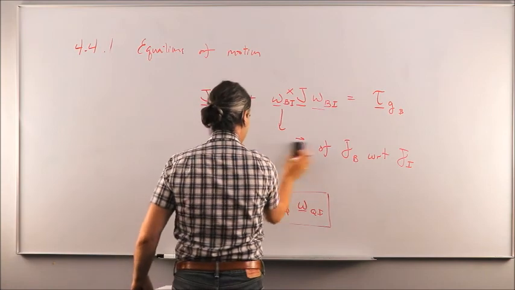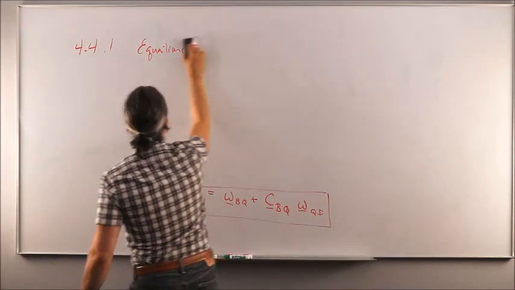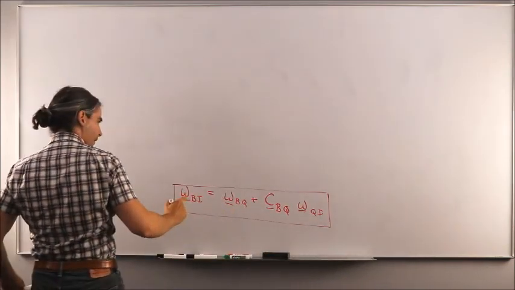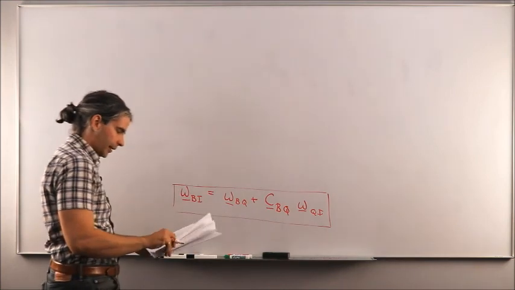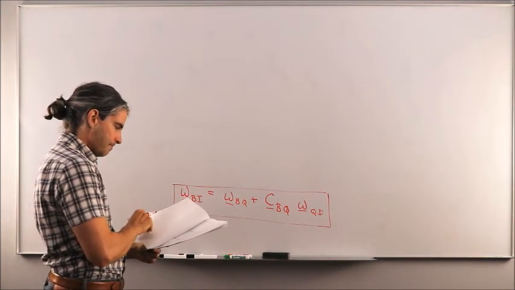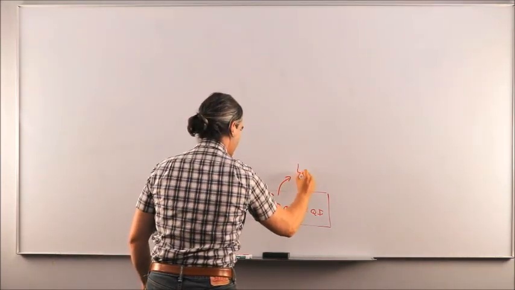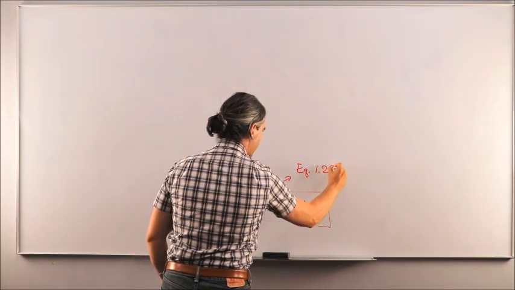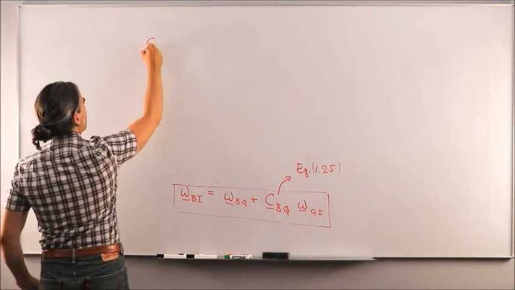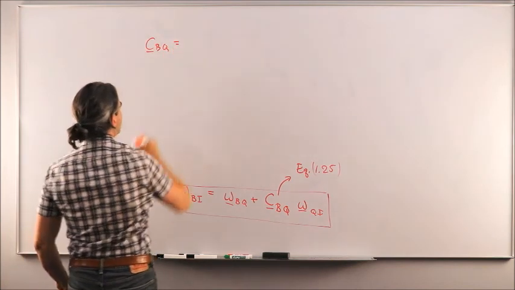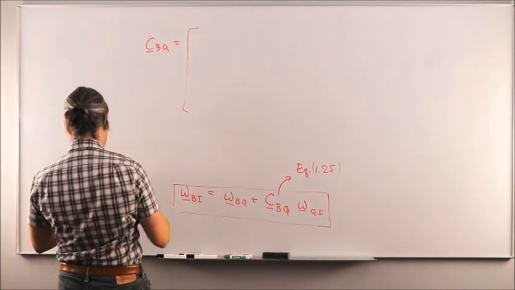Well, let's first have a look at CBQ. Okay, let's not do things too quickly. So CBQ is the rotation matrix defining body fixed with respect to roll pitch yaw reference frame. And for this, we have the relationship and equation 1.25 of chapter 1. Okay? And I'm going to just copy it here. So CBQ, roll pitch yaw defining body fix with respect to roll pitch yaw reference frame. It's going to be that big rotation matrix.